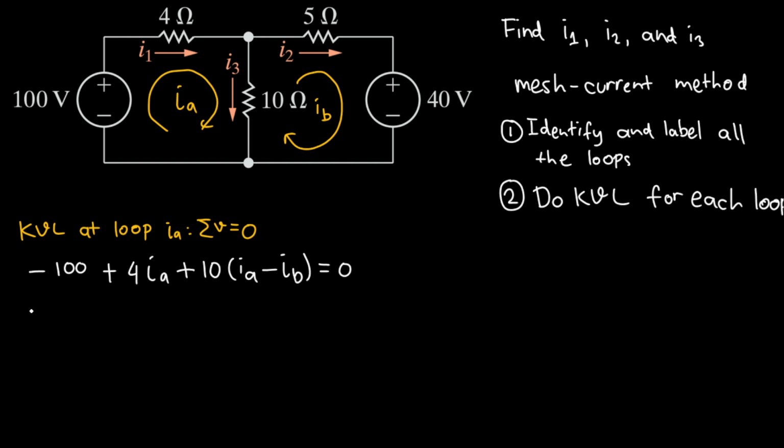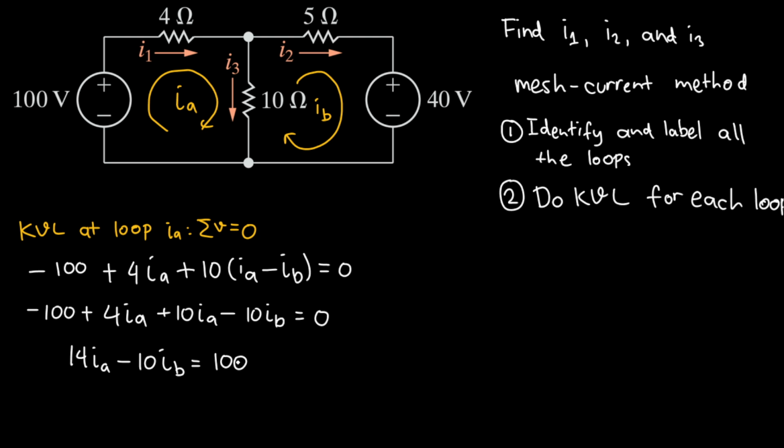And let's do simplification. So I will have minus 100 and then plus 4 IA, and I will distribute this 10. So I will have 10 IA minus 10 IB, and that will equal 0. Good. 4 plus 10 will be 14. We'll have 14 IA, and then minus 10 IB. Okay, let's move this minus 100 to the right hand side. So I will have 100. And I think nothing further that we can do from here. Let's save this as equation number 1.